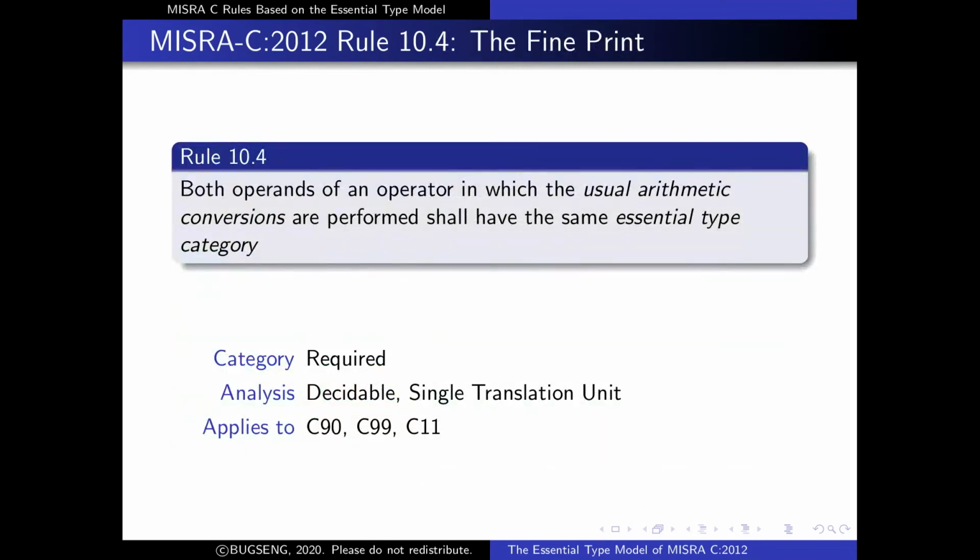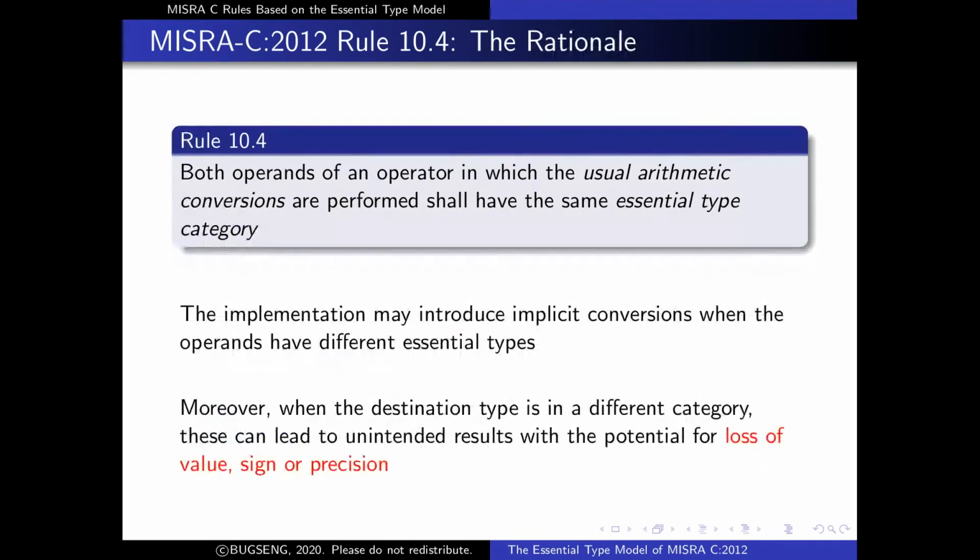Rule 10.4, both operands of an operator in which the usual arithmetic conversions are performed shall have the same essential type category. We have already seen why this is dangerous. The implicit conversion may not be what one expects. For example, we have seen this in the hidden enemy example. And again, when the destination type is in a different category, we can have an unintended result, losing the value, the sign, or the precision.